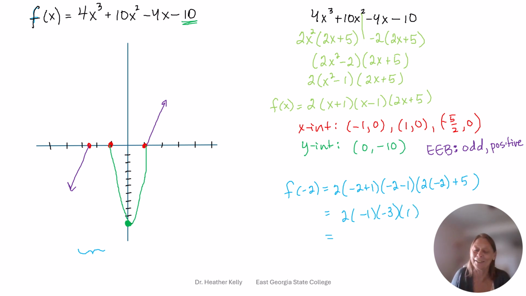So let's see what we have here. We have +6. Right? Yes, so we have the point -2, +6. So let's get us some.